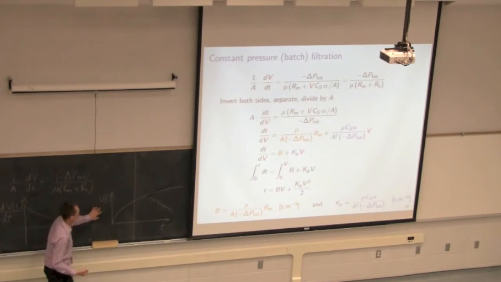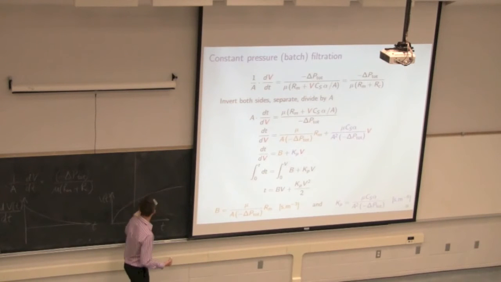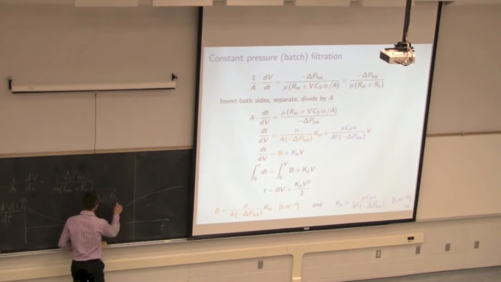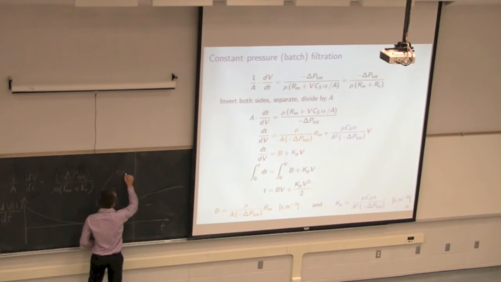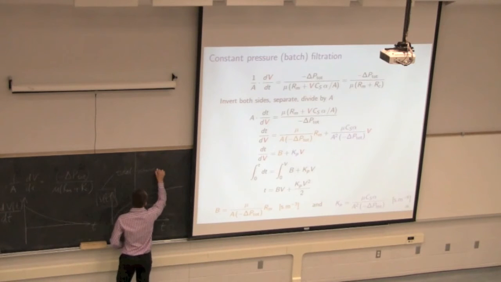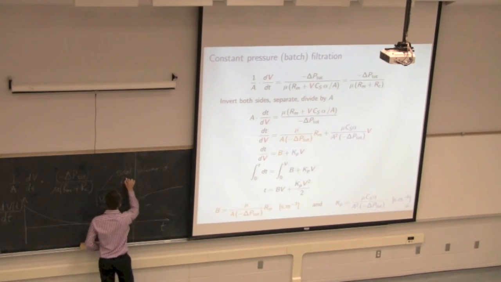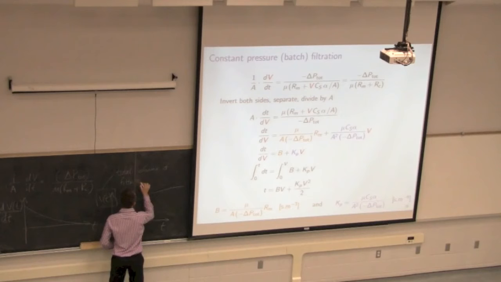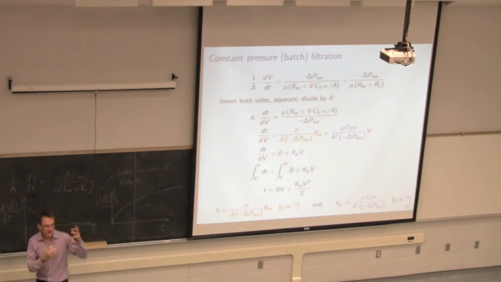V of t is also positive. It's the total volume of filtrate. So again, it will always go up. But once we've captured the filtrate on the other side of the medium, it stays there. So the cumulative volume of the filtrate will always be a positive quantity. And so look at your equations and interpret them in that context as well.